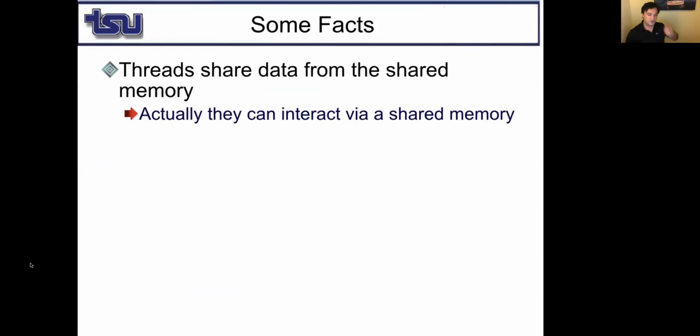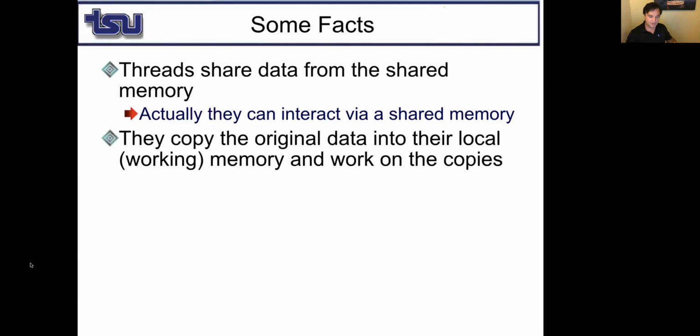Okay, now we are going to talk about some important concepts, because doing multi-threaded programming is not that straightforward. You have to be really careful. Threads share data from shared memory. So in a process, there's a memory, and threads will share data from this memory. In fact, a thread interacts with another thread via that shared memory.